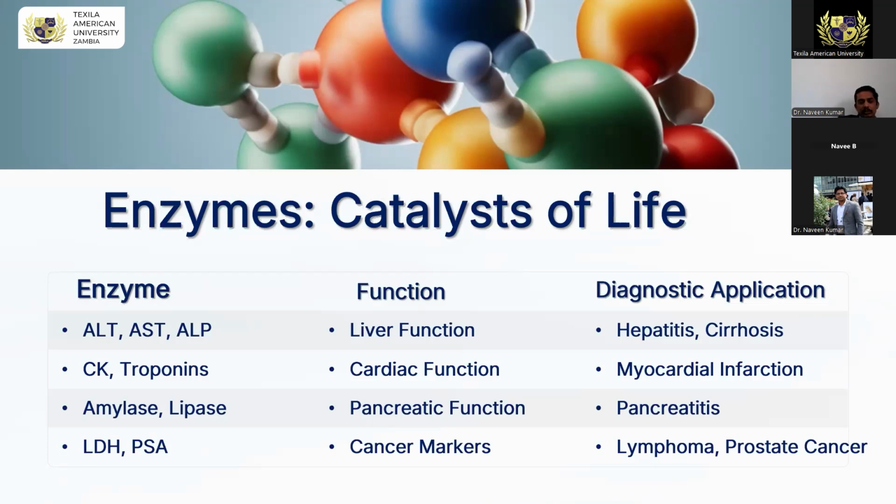Under normal conditions, these enzyme levels are very low, within the normal range. If any damage happens to tissues like liver tissue or cardiac tissues, their levels will be elevated in the serum. So it tells us about the health, that some damage has happened to those particular tissues, such as hepatitis or myocardial infarction.